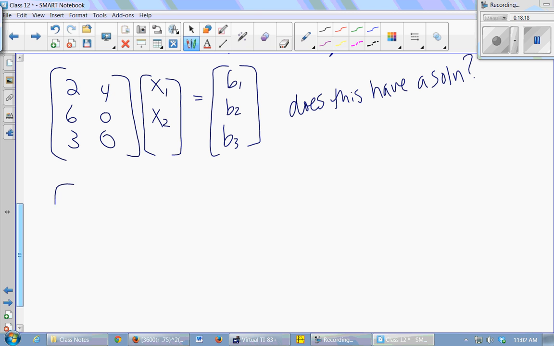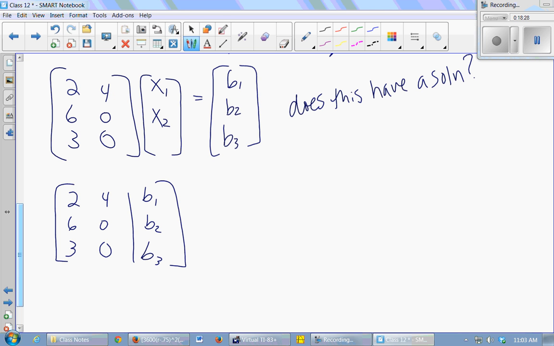So I could say, well, I want to try to solve this system. 2, 6, 3, 4, 0, 0. Augment with B1, B2, B3, and row reduce it. Right? So I'm going to row reduce this thing. I already did it for you. And you can't have your calculator do it when you have variables in the last column, but I'm going to show you why.